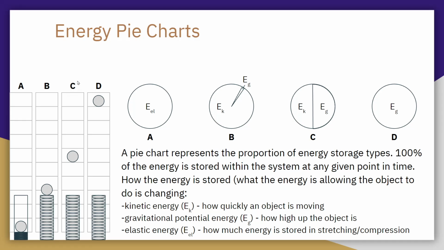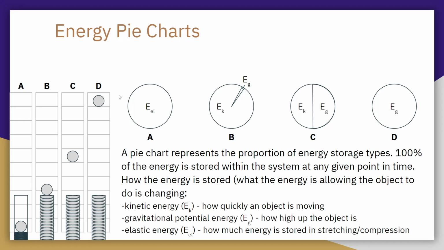At C, the ball is partway up to its maximum height. It's still moving, but it's moving slower than it was at B. And then D is when the ball is at its maximum height, and it is temporarily not moving. Its instantaneous velocity at its maximum height would be 0.